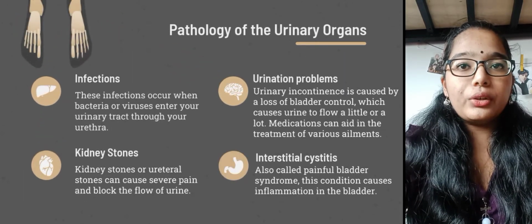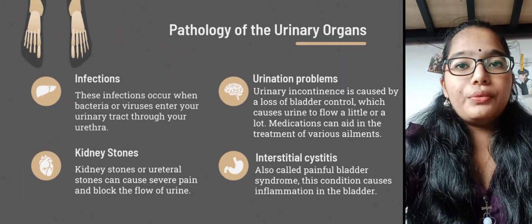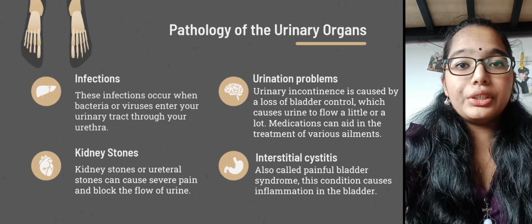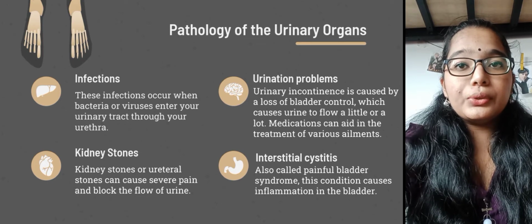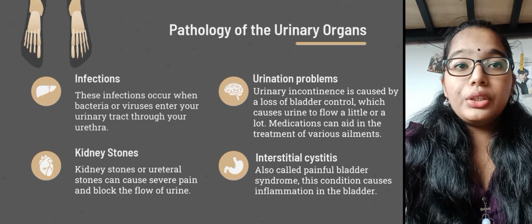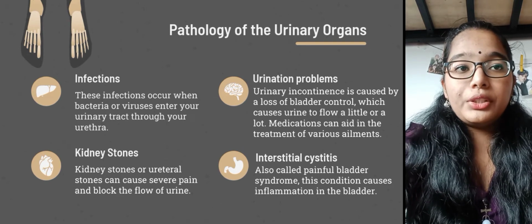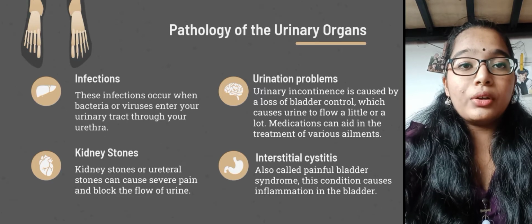Pathology of urinary organs. Firstly, infection occurs when bacteria or viruses enter your urinary tract through your urethra. Kidney stones or ureteral stones can cause severe pain and block the flow of urine. Urinary incontinence is caused by a loss of bladder control, which causes urine to leak a little or a lot.